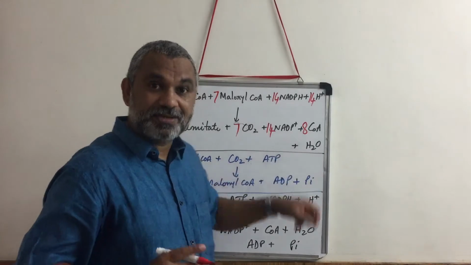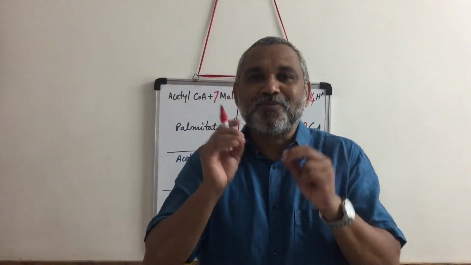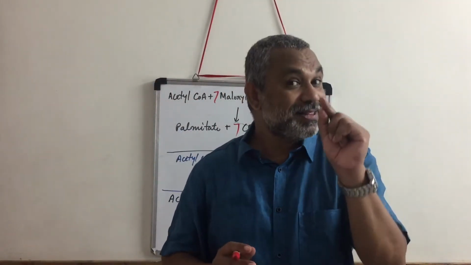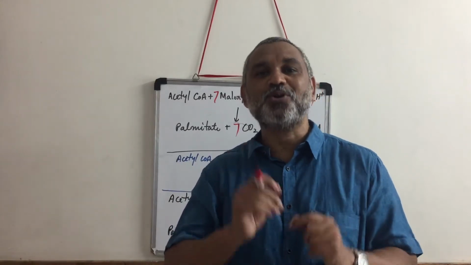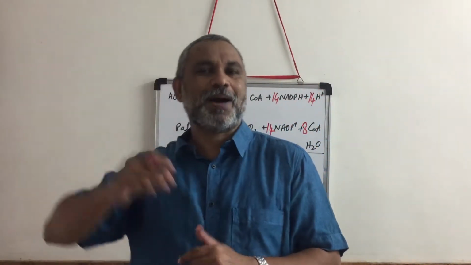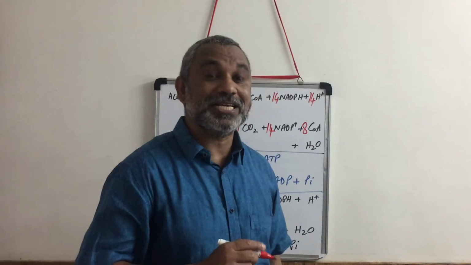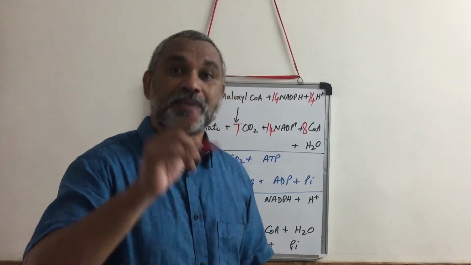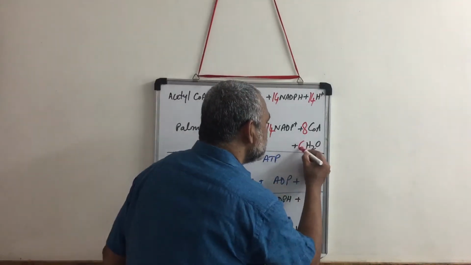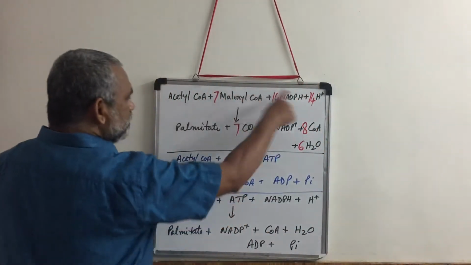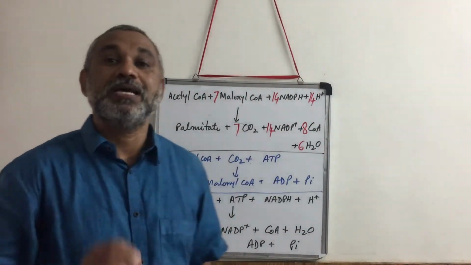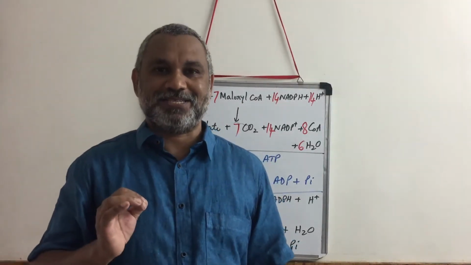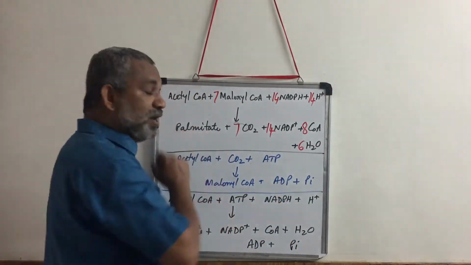Water molecules, 7 cycles, 7 molecules of water. But in the last step we have used a molecule of water in order to release the palmitate release unit. So that has to be minus. So therefore this is going to be 6 molecules of water. Have a look at it. This is the stoichiometry for the synthesis of palmitic acid. It's very important that we need to learn this.